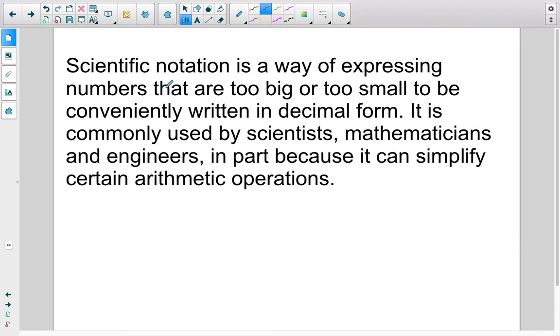So let's start first of all with what scientific notation is. It's a way of expressing numbers that are too big or too small to be conveniently written in decimal form, or even numbers that we can write in decimal form, we can still write in scientific notation. Any number can be written in scientific notation. It's commonly used by scientists, mathematicians, and engineers, in part because it can simplify certain arithmetic operations. So there are times where going to scientific notation is going to save you some time and energy.